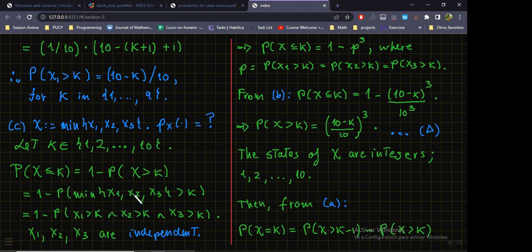And one can easily prove it. One can assume, for example, this minimum is greater than k, then one gets something like this: k is smaller than the minimum between x1, x2, and x3. But such minimum, by definition, is smaller than x1, so x1 is greater than k, and the minimum is also smaller or equal to x2. And now to prove equivalence, we can go the other way. So we assume that x1 is greater than k, x2 as well, and similarly for x3. And now because the minimum of these three random variables is going to be one of these, but all of them are greater than k, the minimum is also greater than k. So it's really the same event.